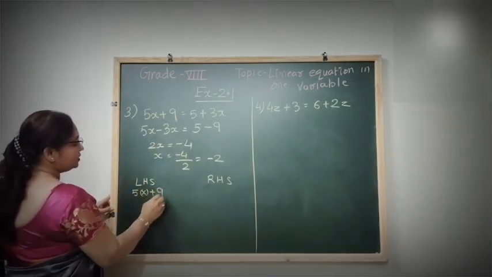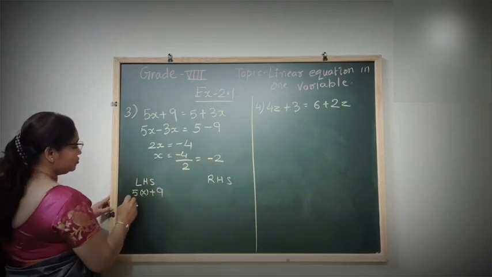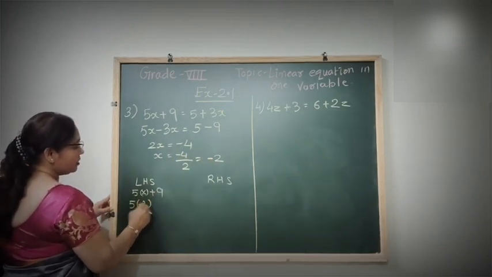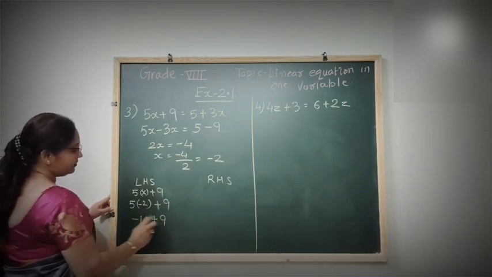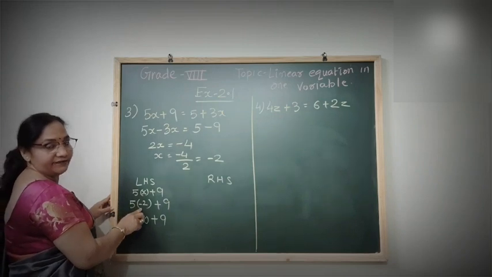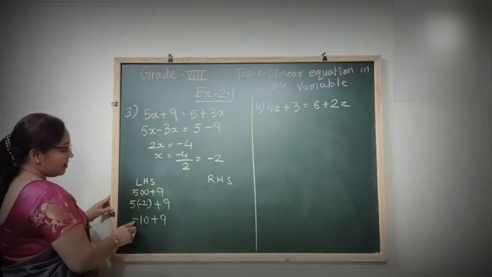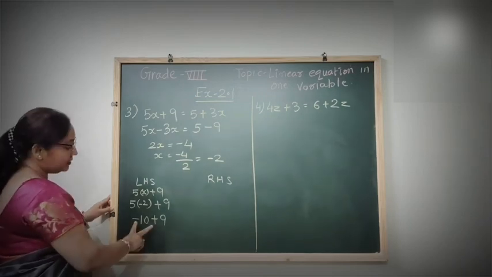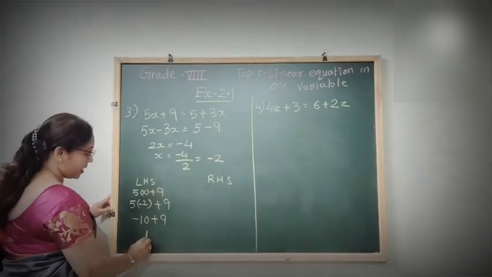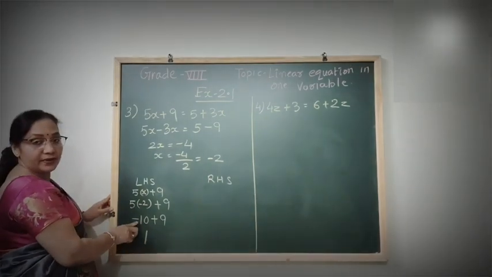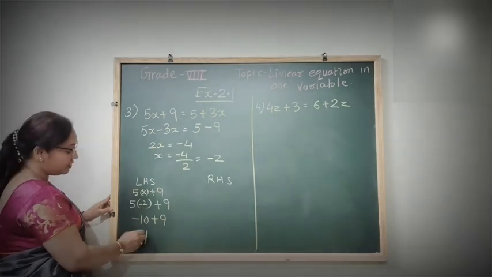5x plus 9. What is the value of x here? Minus 2. So 5 into minus 2 plus 9. 5 2s are 10. Minus 10 plus 9. See, we are multiplying one positive and one negative number, so the answer will be negative. Minus 10 plus 9, again you can see that we have opposite signs, so we will subtract. What is 10 minus 9? 1. And 10 being a greater number having a negative sign, the answer will also have a negative sign.